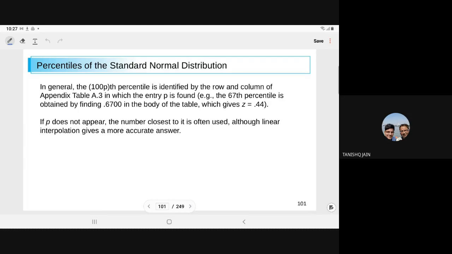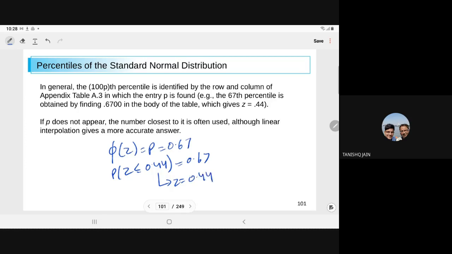So nothing new, whatever we have studied earlier. Generally what we have to do is equate phi z to p. For example, in this question you have to compute the 67th percentile, so it is equal to 0.67. That you have to check. It means probability z less than or equal to 0.44 is equal to 0.67. It means z, that percentile point, is 0.44.